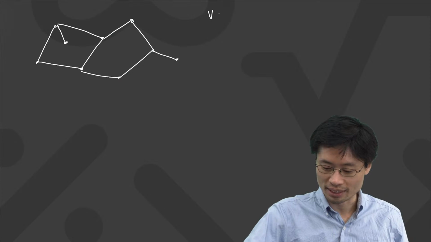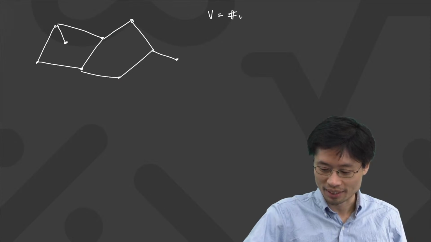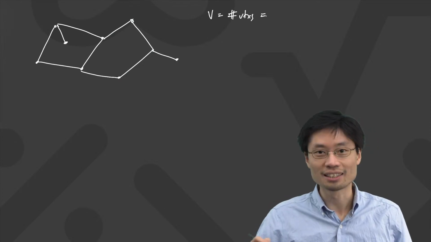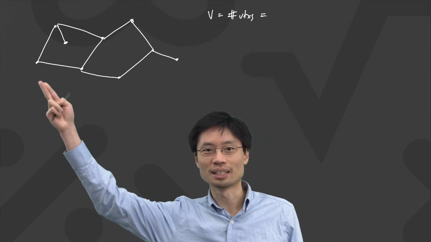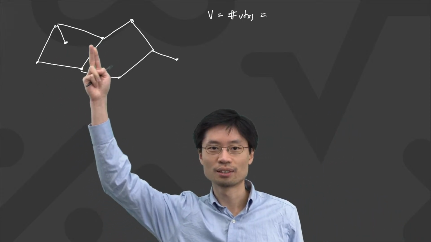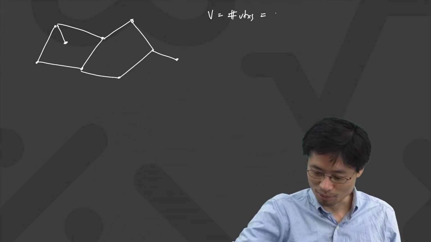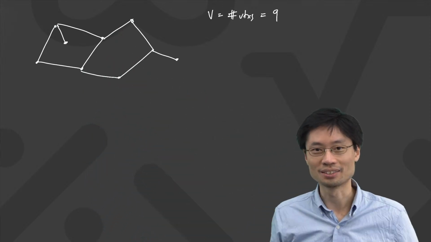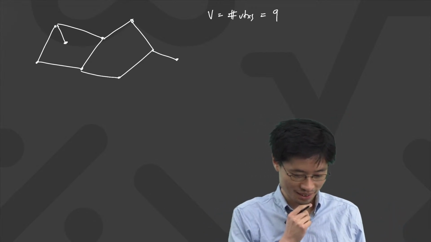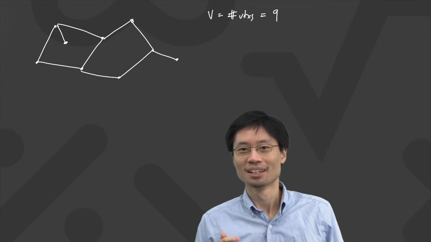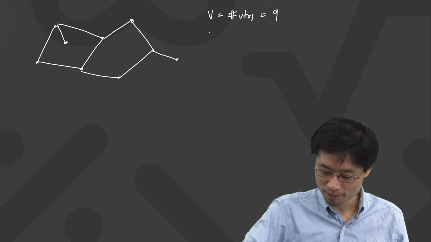I can think of the number of vertices. We know that from our graph theory. We can count that. 1, 2, 3, 4, 5, 6, 7, 8, 9. I think it's 9, hopefully. Counting is hard. Is that 9? Yeah, maybe. And then we can also count the number of edges.